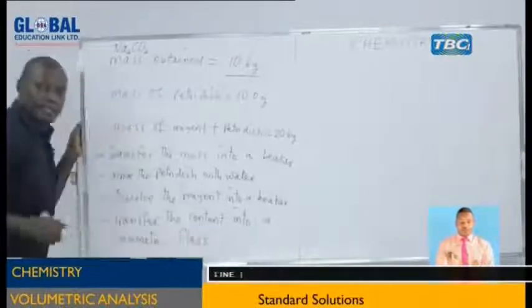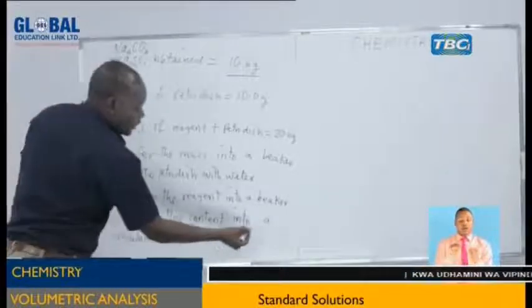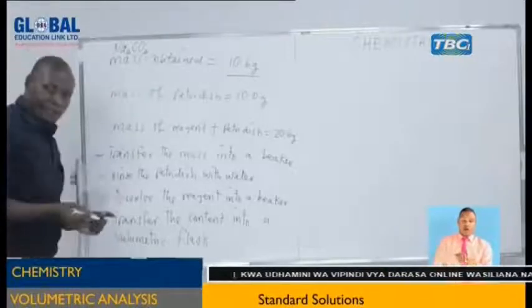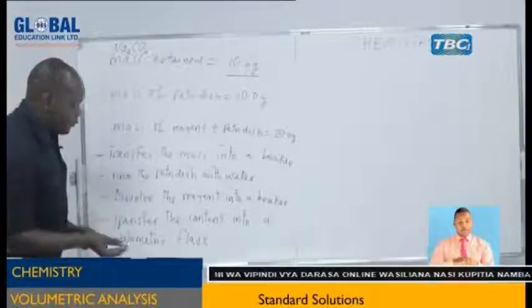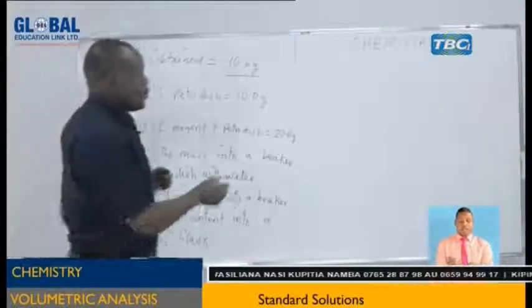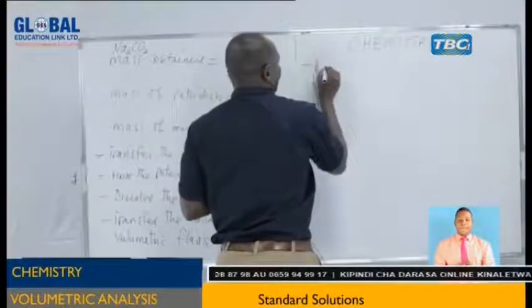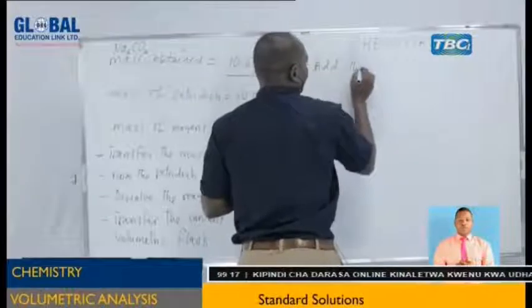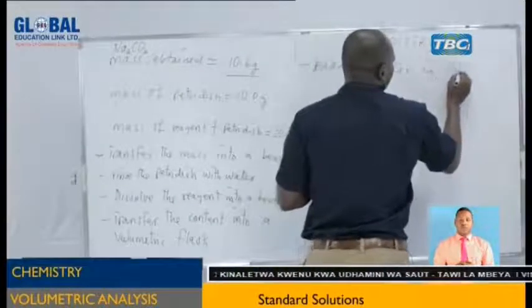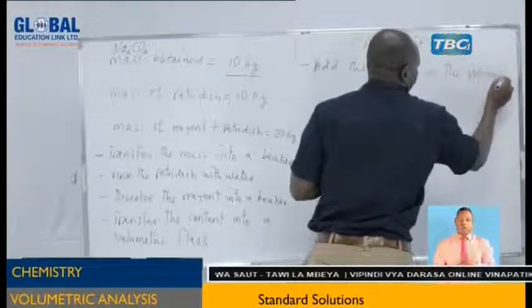So after transferring it into the volumetric flask, you have to rinse the beaker that contained that reagent, and the water that has been used to rinse, you also have to transfer into the volumetric flask. From there, you have to add the water into the volumetric flask.